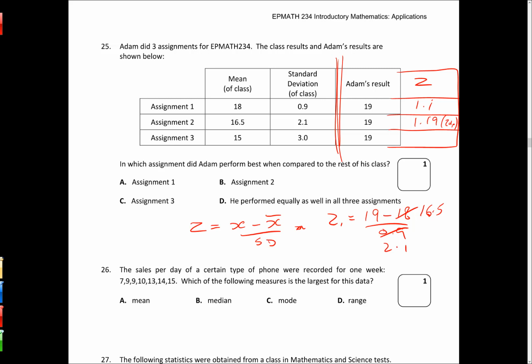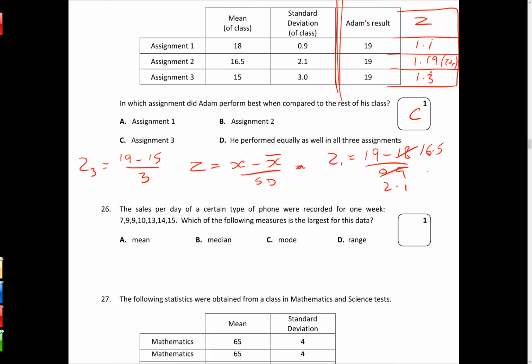What about assignment 3? Running out of room there. The Z score for assignment 3 is his score of 19 minus the mean of 15, over a standard deviation of 3. That's 4 on 3, which is 1 and 1/3, or 1.3 repeating. That's the best. Yep, his highest Z score was in assignment 3, which is C.